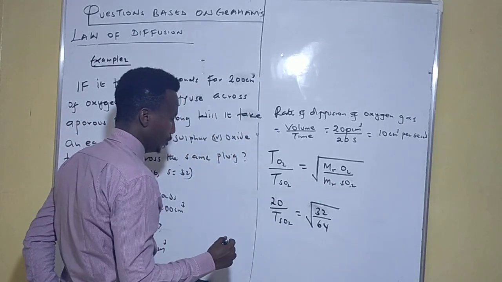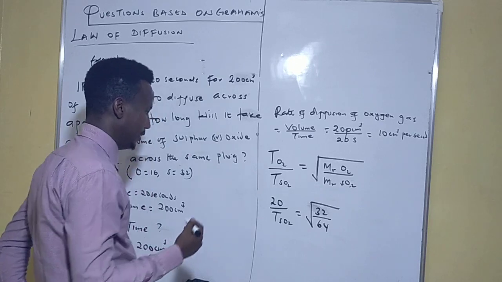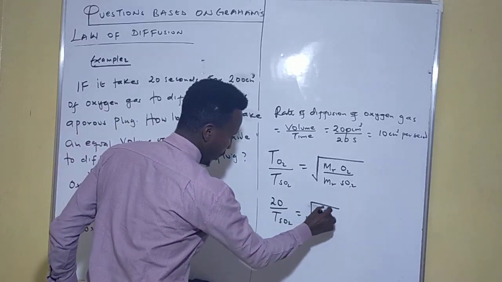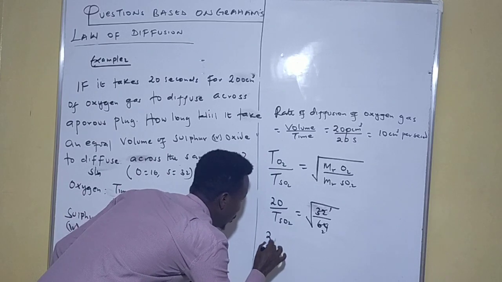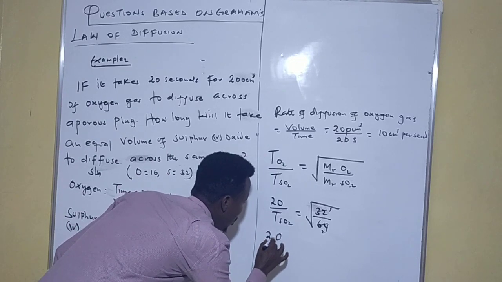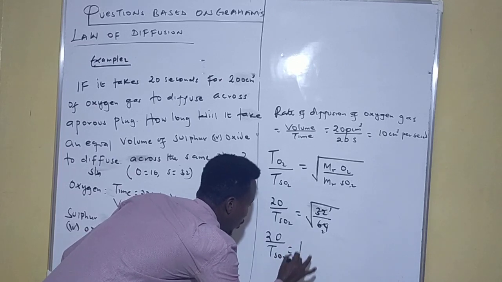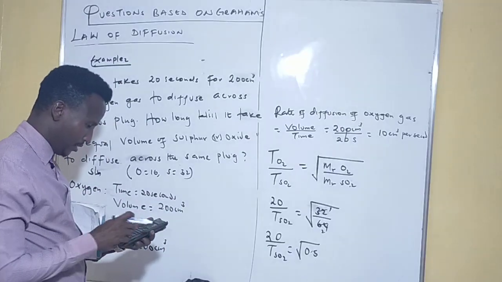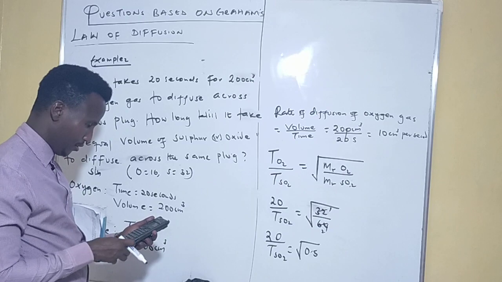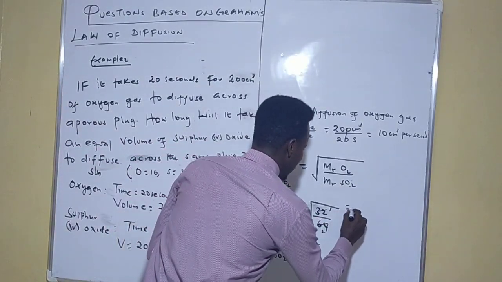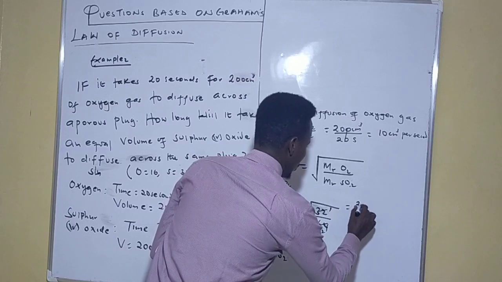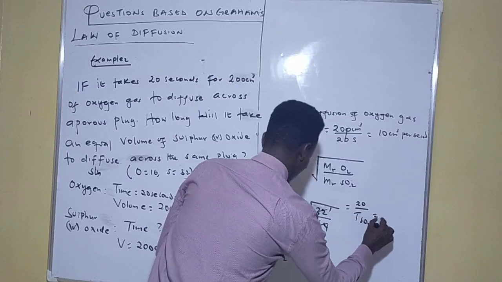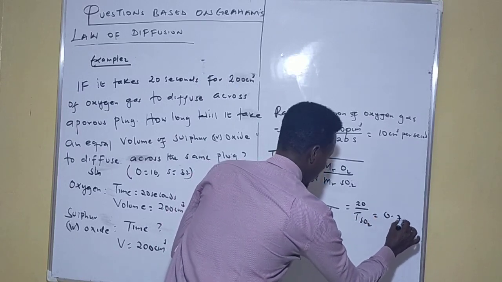Now, 32 over 64 is a half, so we have the root of 0.5, which is a half. So 20 out of T of SO2 is equal to root 0.5, which is equal to 0.7071.